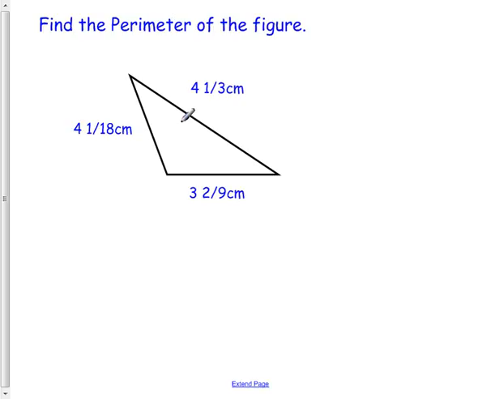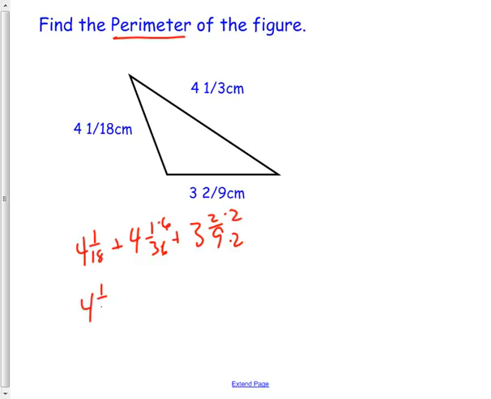Okay, another question that you're going to see on the test and practice test, it says find the perimeter. Well, remember perimeter, we just add the 3 numbers. So we're going to do 4 and 1/18 plus 4 and 1/3 plus 3 and 2/9. So look at your numbers. What's going to be the common denominator? We can make them all equal to 18. So let's multiply this by 6, multiply this by 2, and rewrite the whole thing. So 4 and 1/18 plus 4 and 6/18 plus 3 and 4/18.